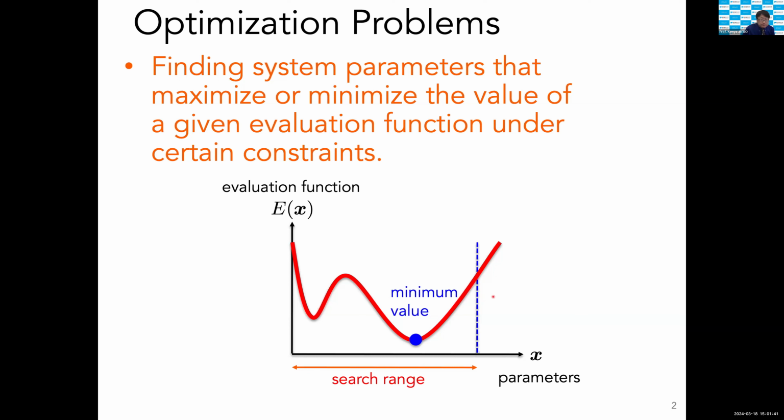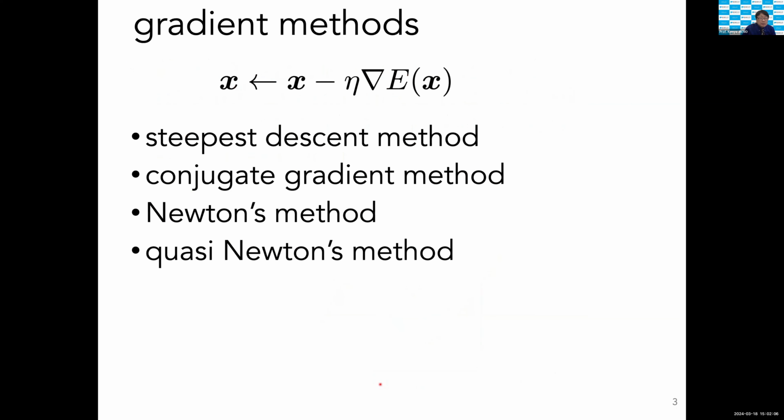In this figure, the search range is a range given by the constraint, and the objective of the optimization problem is to find this parameter that minimizes the evaluation function value within this range. The most common approach to such optimization problems is the gradient method, which searches for parameters based on the gradient information of the evaluation function.